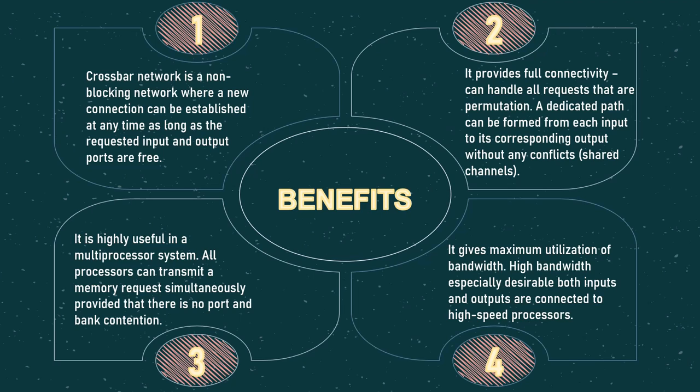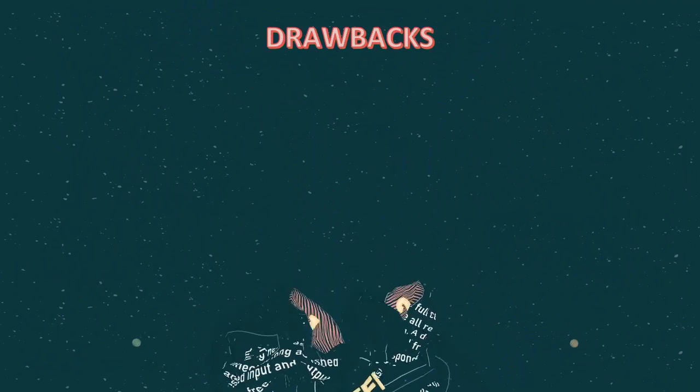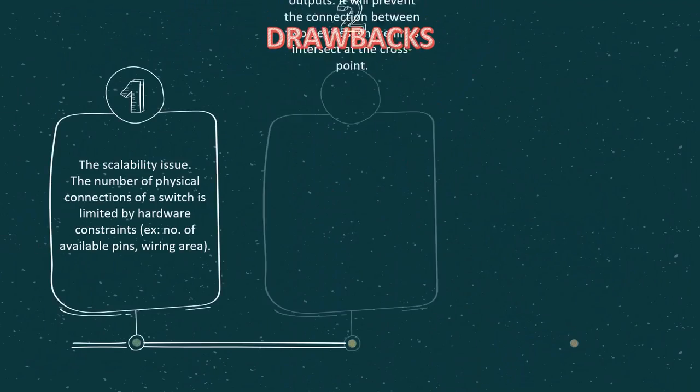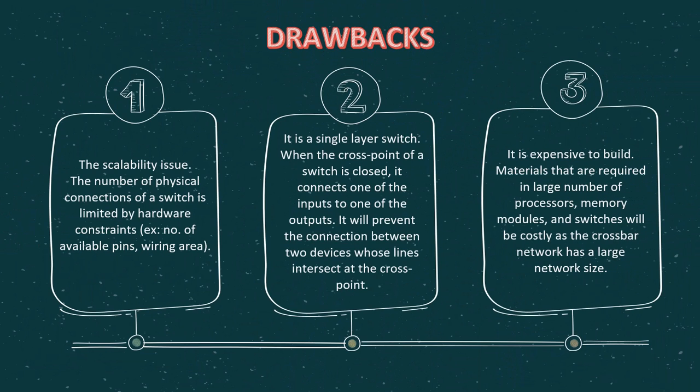Despite having a lot of benefits, crossbar networks also have some drawbacks, such as the scalability issue. The number of physical connections of a switch is limited by hardware constraints, for example, the number of available pins and wiring area. Plus, it is a single-layer switch. When the cross point of a switch is closed, it connects one of the inputs to one of the outputs. It will prevent the connection between two devices whose lines intersect at the cross point.